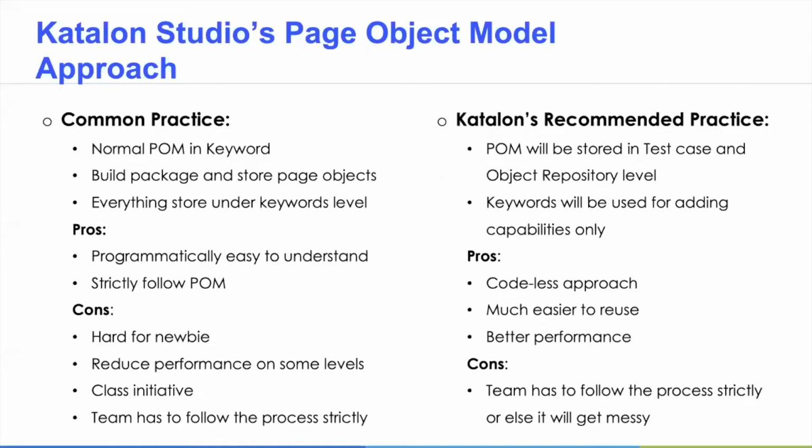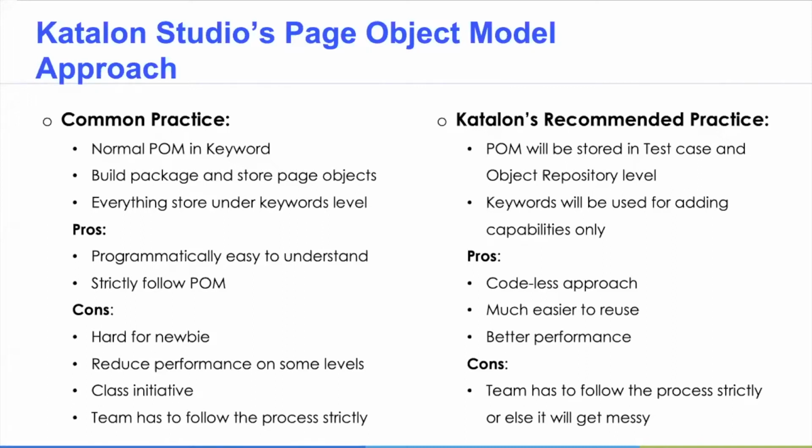So what's the advantage of this approach? It's programmatically easy to understand if you are a programmer or a senior QA engineer, and it strictly follows the page object model if you come to Katalon Studio from another framework using Selenium. But there are a lot of disadvantages. It's hard for a newcomer or fresher QA engineer getting into your project to know what is really going on underneath the hood.